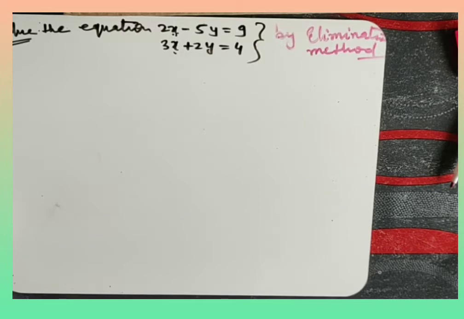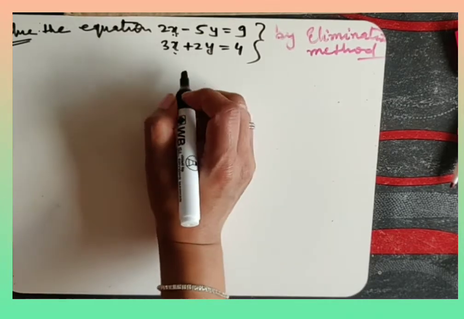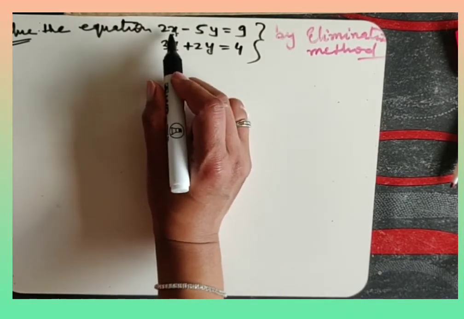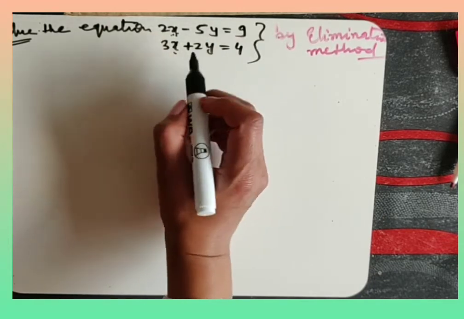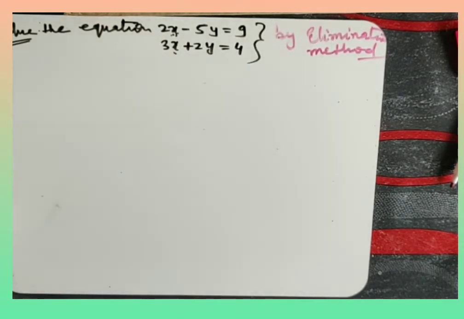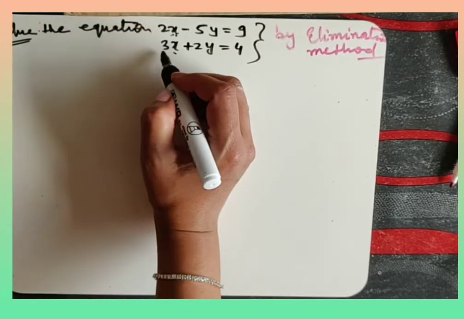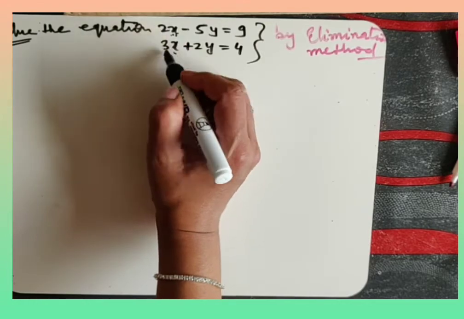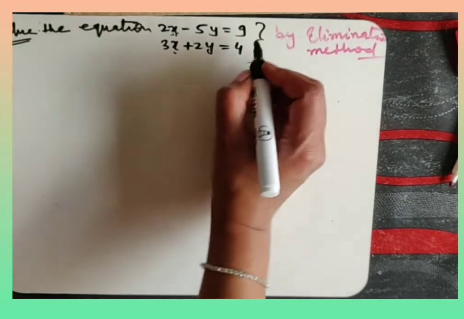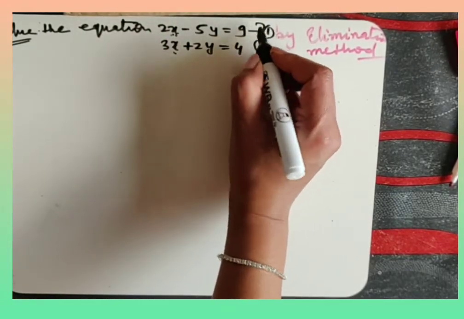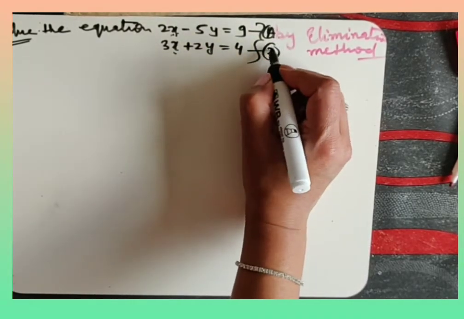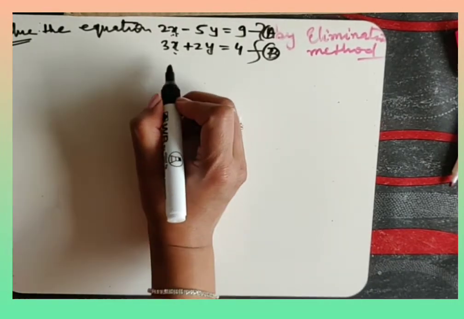Carefully we have to choose the variable which we need to eliminate. So here we can see 2x minus 5y equal to 9 and 3x plus 2y equal to 4. No like terms are the same here. So what we can do is name this the first equation and this the second equation, or you can write them down as A or B, whatever you want.